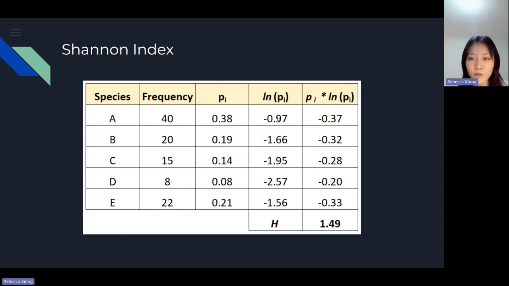Then you take the natural log of that proportion and you will get these negative numbers, right? And then you will multiply that proportion by the natural log of the proportion. And then finally, you want to take the negative sum of all of those together. So you're going to add up all these values in the right-hand column and take the negative of that, and there you get a Shannon index. For this one, it's 1.49. You can use your calculator if you want to check that.